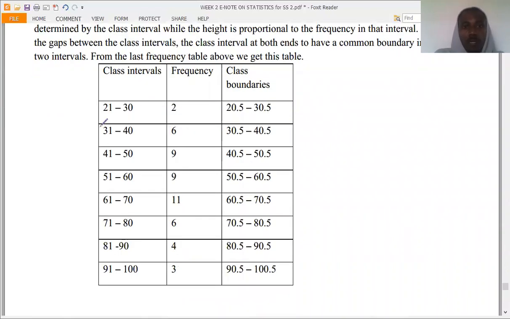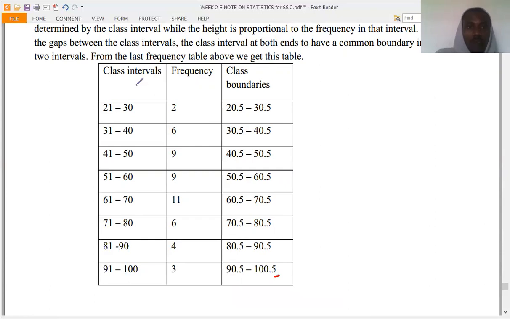So you see what's happening? We subtracted 0.5 from 21 and added 0.5 to 30. 21 minus 0.5 is 20.5, and 30 plus 0.5 is 30.5. 31 minus 0.5 is 30.5, and 40 plus 0.5 is 40.5. 41 minus 0.5 is 40.5, add 0.5 to 50, that's 50.5. You keep doing that until you get to the last class interval. So that is how to get class boundaries from class intervals.